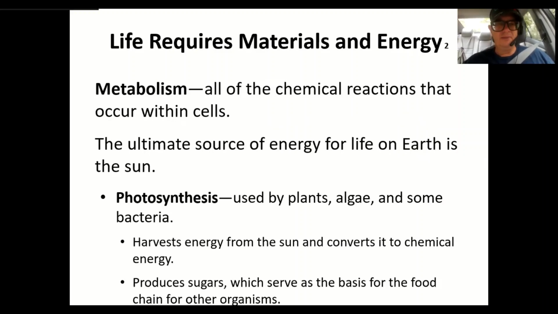So let's move on. Metabolism is all the reactions that are happening in the cells. And where it says the ultimate source of life on Earth is the sun, that's because all of the energy, I should say most of the energy, obviously weird things happen in the deep ocean, but photosynthesis is what the autotrophs are using, the plants, the algae, some of the bacteria. They're harvesting light energy and turning it into chemical energy, you know that. And they're the base of the food chain. They're what all the heterotrophs depend on.